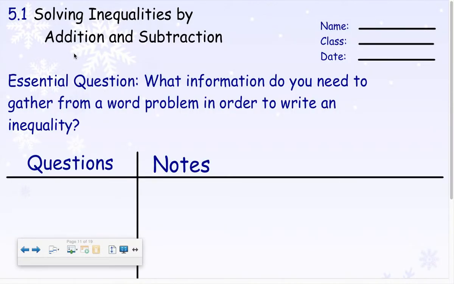Lesson 5.1, Solving Inequalities by Addition and Subtraction. Essential question: What information do you need to gather from a word problem in order to write an inequality? So all of the lesson is going to be word problems that we're going to have to write inequalities for.